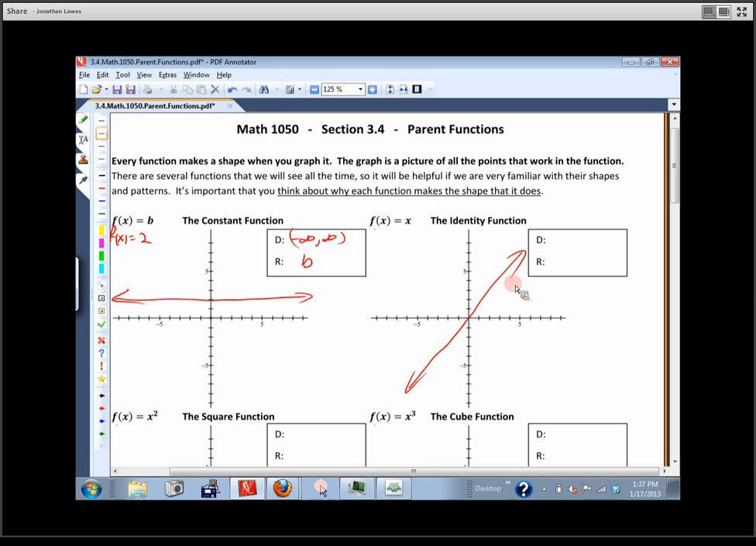Again, it doesn't have any of those 3 domain issues, so the domain is going to be negative infinity to infinity. If you squish this onto the y-axis, you can plug any number in and you can get any number out, because if you plug any number in, you're going to get that same number out. So we've got negative infinity to infinity. Again, that's called the identity function. So if somebody says, hey, I'm working with the identity function, it's just y equals x. Okay? Plug in a number, it maintains its identity, it stays exactly the same.